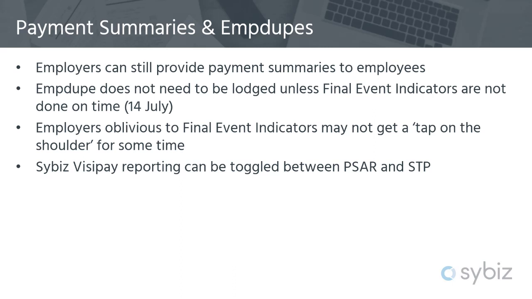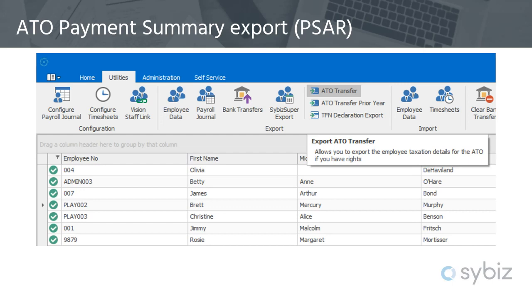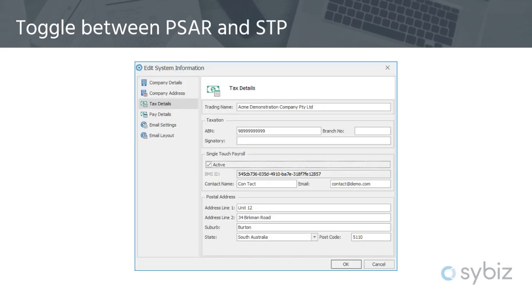And Sybiz Visipay can be toggled between the payment summary annual report and STP reporting. So I'll show you how to do that in a moment. But just in terms of, obviously, if you've been reporting under the STP process, you'll be used to the ATO transfer buttons for that process. Those are the same buttons that are used for your payment summary reporting as well. But prior to being able to report payment summaries, you need to toggle the options in Sybiz Visipay under the tax details tab. The single touch payroll area there, you can toggle that on and off from being active. So if it's active, obviously you're reporting under single touch payroll, and if you take the active flag away, then that will generate the payment summaries if you so need to do so.